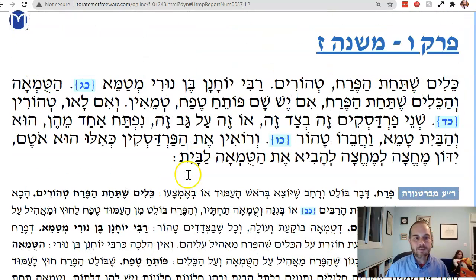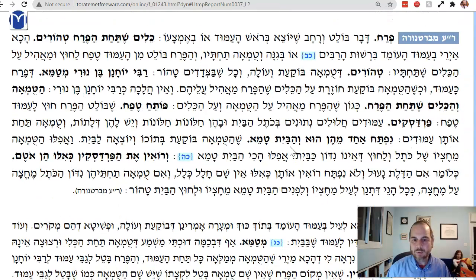Okay, and the Mishnah says the following. You have two chests, and there's tumah under one of them. Zeh b'tzad zeh, one next to the other, o zeh al gav zeh, or one on top of the other. Niftach echad mehem, if one of them opens, so there's tumah under it, the tumah is ritzutza, it goes up and down. So if one of them opens, hu habayit tameh, v'chavero tahor. Okay, and its friend is tahor if one of them is open.